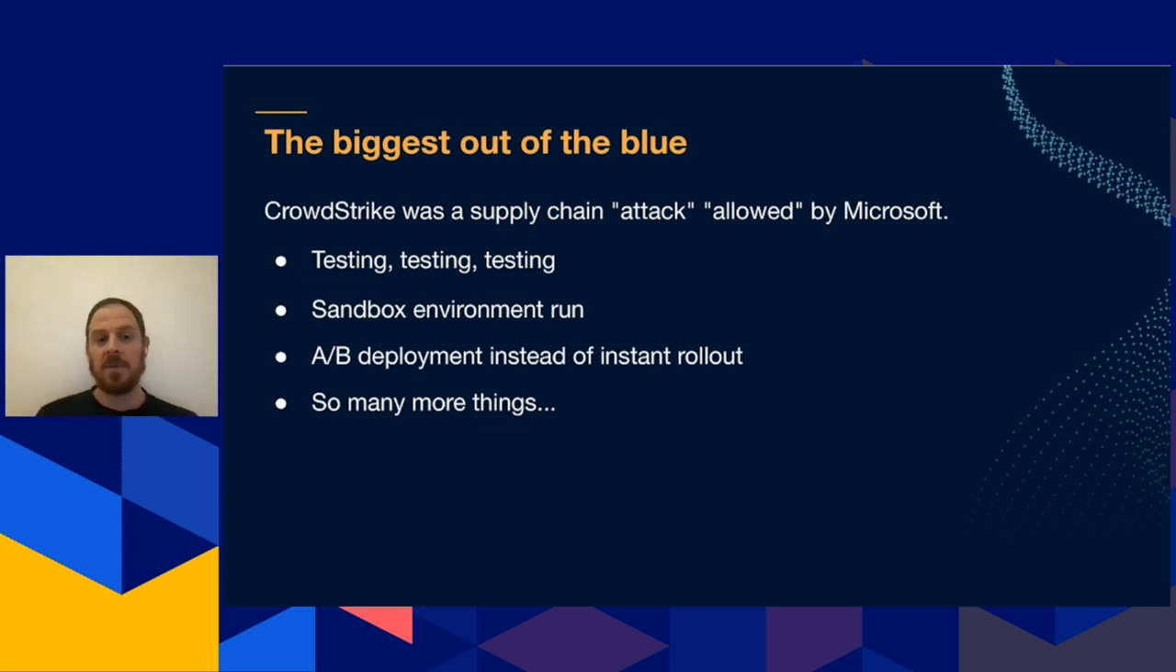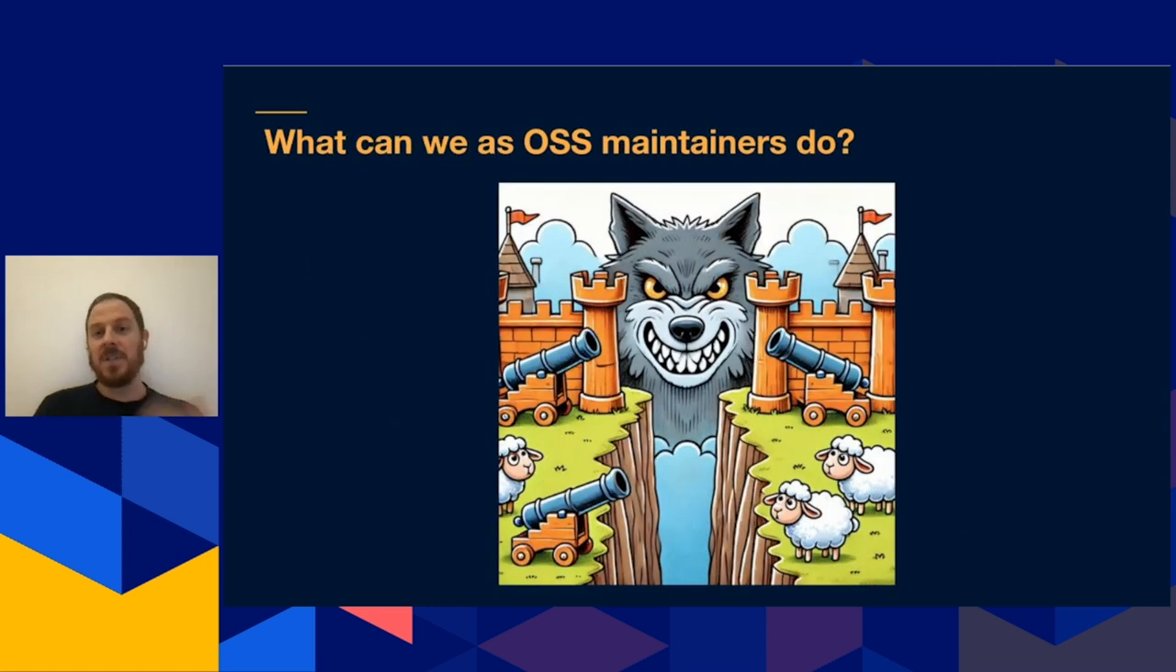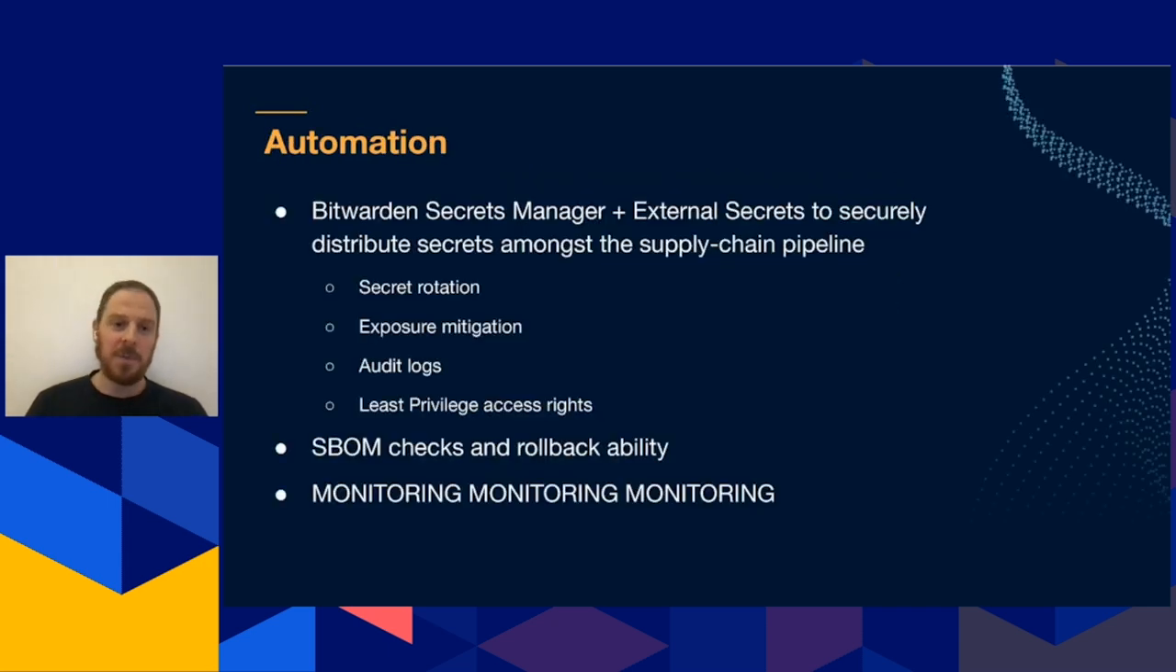And A/B deployments, or red, green, or blue, green deployments, are very important, which means you don't distribute your new stuff to everyone at the same time. You limit it to certain nodes, to certain people, that's A/B. And then what can we do as OSS maintainers? Not that much, but automate.